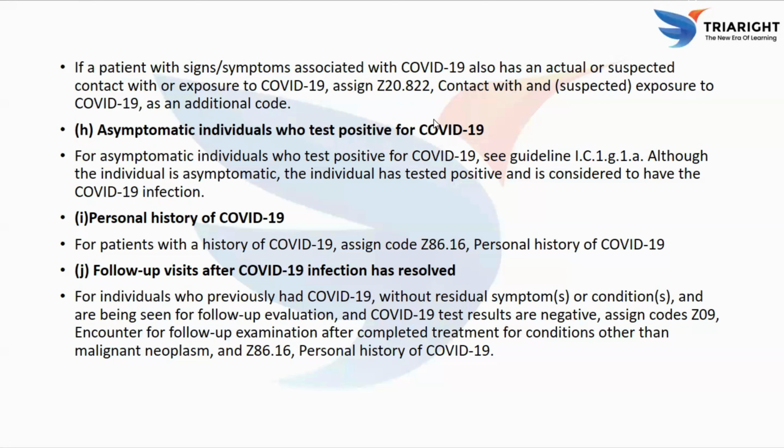The next guideline is about a follow-up visit after the COVID-19 infection has resolved. This applies when the patient previously had COVID-19, no longer has symptoms, and their test is now negative. They are coming for a follow-up evaluation to ensure recovery. What are the correct codes? Z09 for follow-up examination and Z86.16 for personal history of COVID-19. Use Z09 only when the illness is resolved, use Z86.16 to show the patient had COVID-19 previously, and do not use U07.1 because the infection is no longer active.